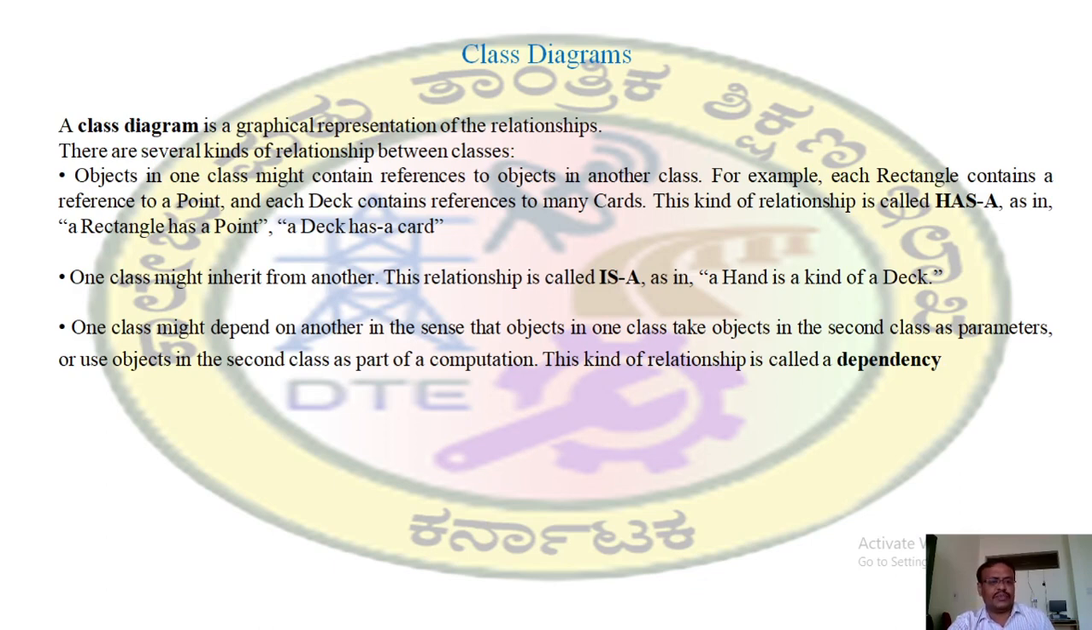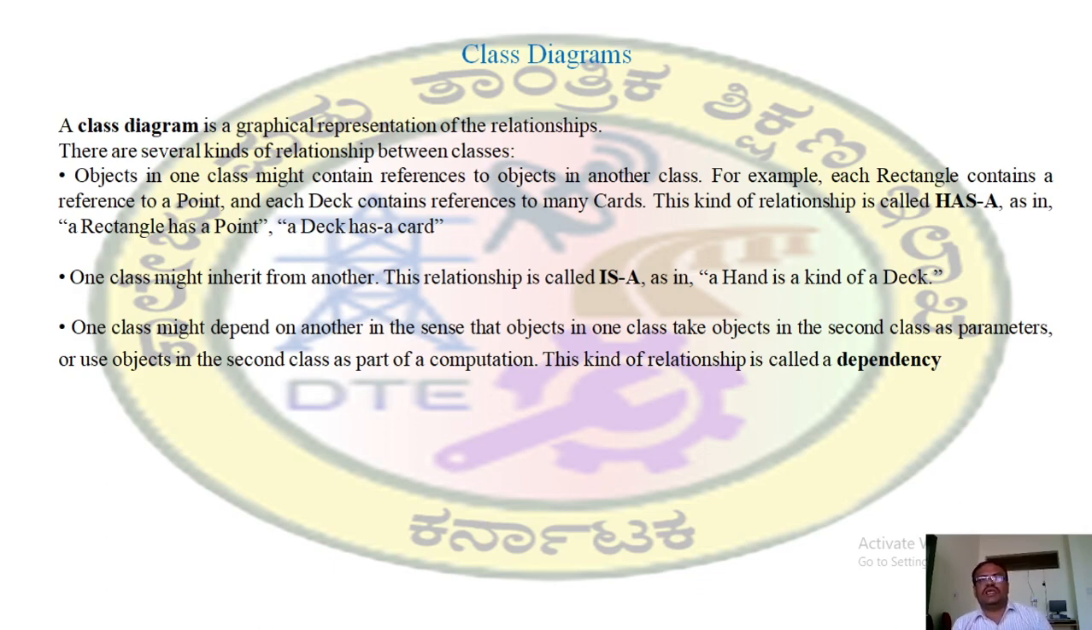One class might depend on another in the sense that objects in one class take objects in the second class as parameters, or use objects in the second class as part of the computation. This kind of relationship is called dependency.